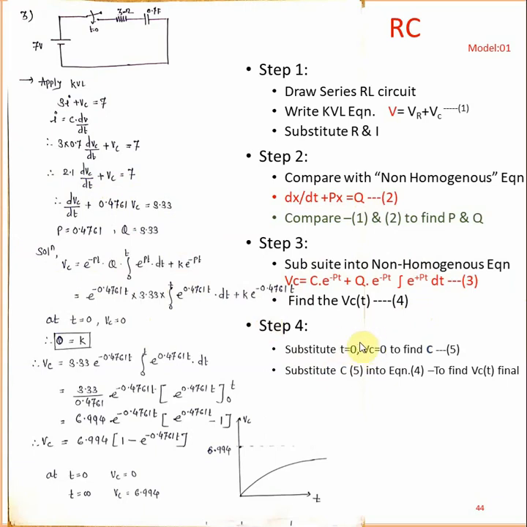Then step number 4, t is equal to 0. Vc, not the previous I value, but here it is Vc. So the Vc value at t is equal to 0. Substitute t is equal to 0 in that equation, and Vc is equal to 0. Find out the k value. K value you will get, k is equal to 0. Then the k value can be substituted, and then you simplify your answer.